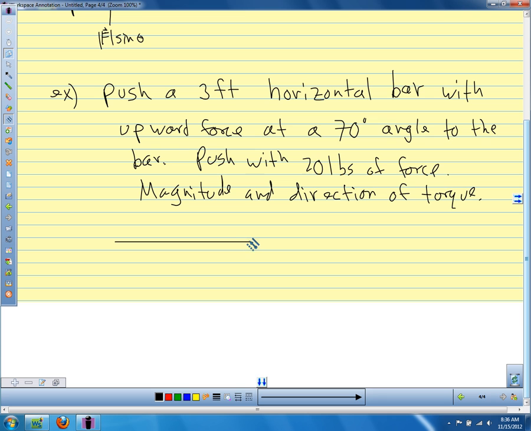So here's my bar. We could think of this, maybe we're changing our tire, and we need to remove a lug nut, and this is our lug wrench, and we set it horizontal and push. We're pushing upwards, however we want to visualize it. So we're pushing like so at the end of our lug wrench, and this force is 20 pounds. And this angle is 70 degrees, and our wrench is 3 feet long.